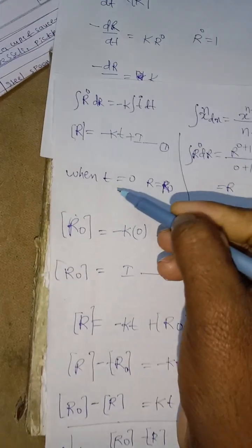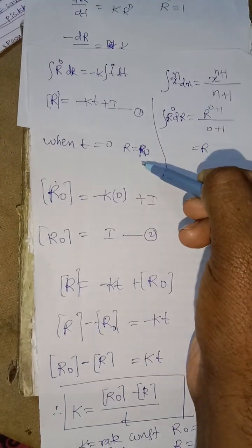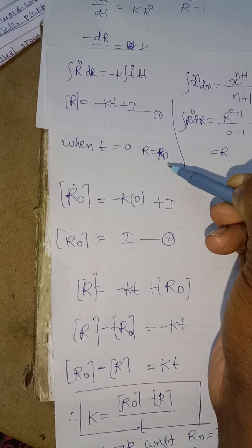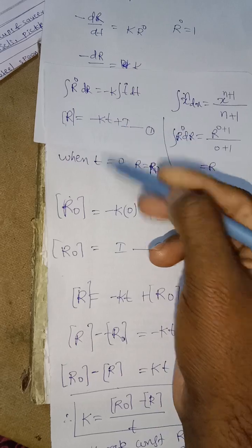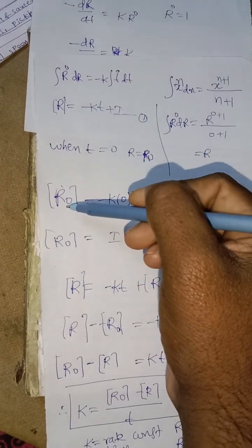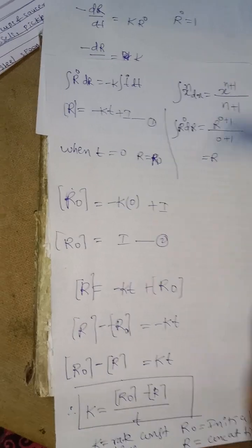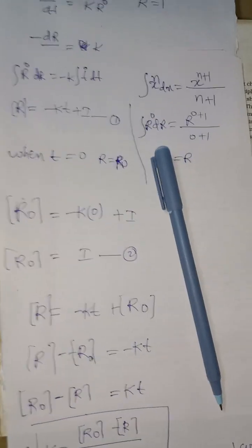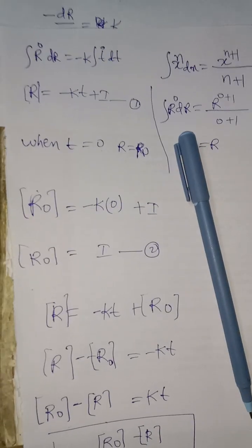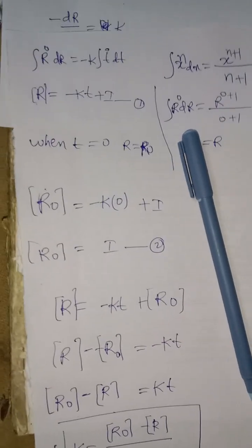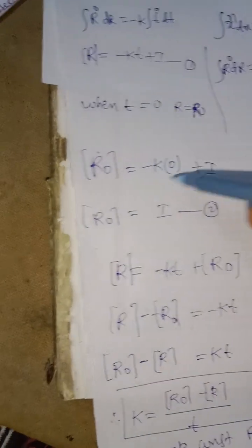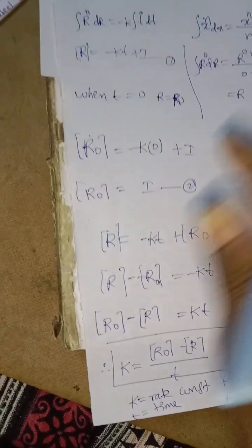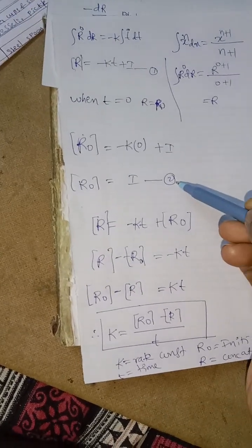Whenever time t is equal to 0, the concentration of the reactant is taken as R naught. Simplify this in the expression: in the place of R we consider R naught, and in the place of t we take 0, because at the beginning of the reaction the time is taken as 0. Then I as it is. Simplify it and the expression becomes R naught equals I. Assume this as equation 1.